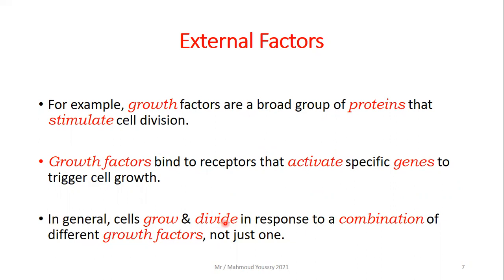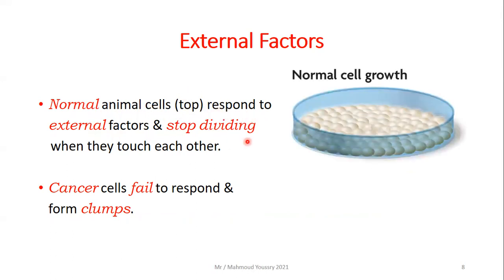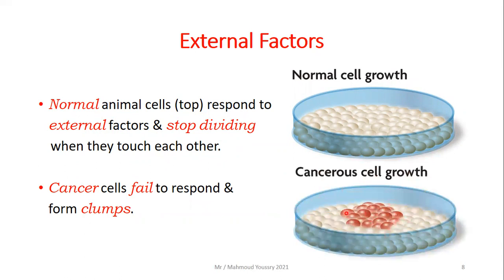In general, cells grow and divide in response to a combination of different growth factors, not just one. Normal animal cells at the top respond to external factors and stop dividing when they touch each other, as this one in the culture dish. This is a normal cell growth because they form only a single layer. But in cancer cells, it fails to respond and form clumps. Clumps are like chunks or a group of cells. This is the cancerous cell growth.